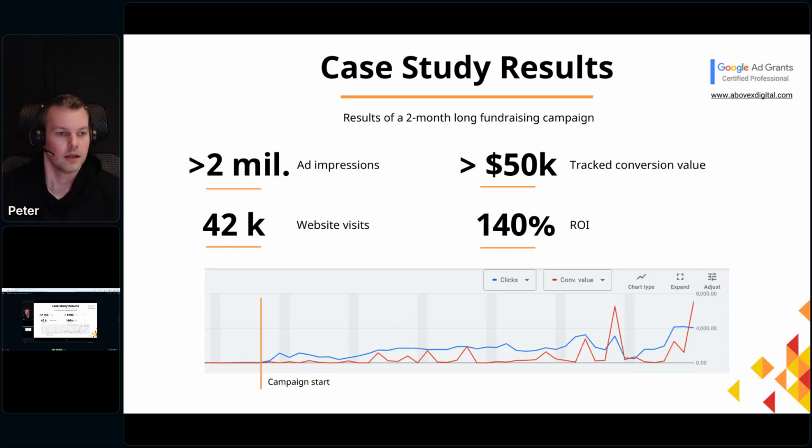Okay. And you can also see a chart, and you can clearly see that the best days for conversion value were actually the last days of the year. That's also when people think about ways to optimize their taxes, etc. So they saw a lot of conversions coming in towards the very end of the year.